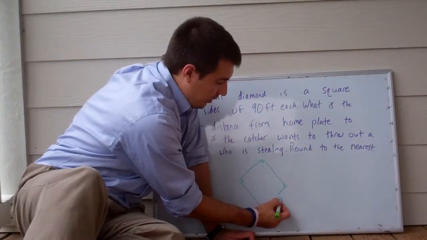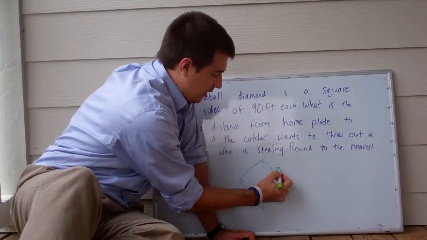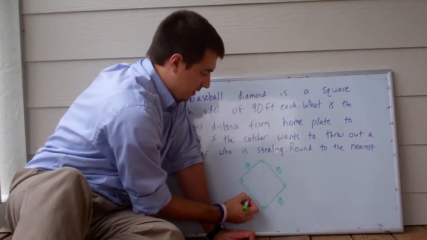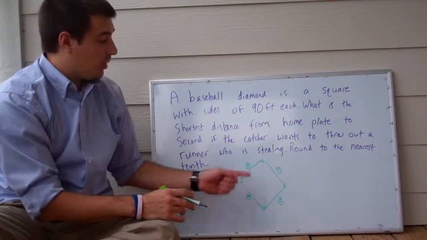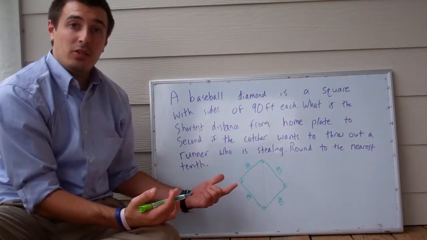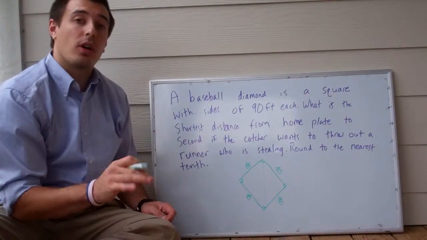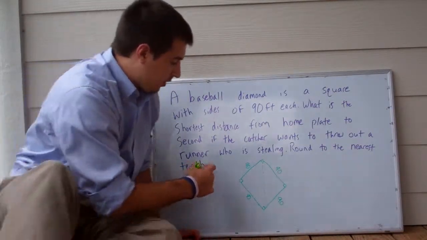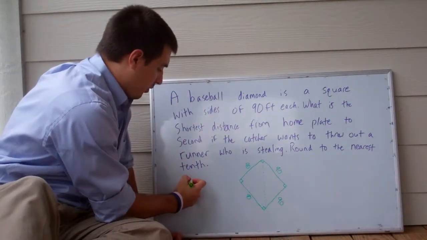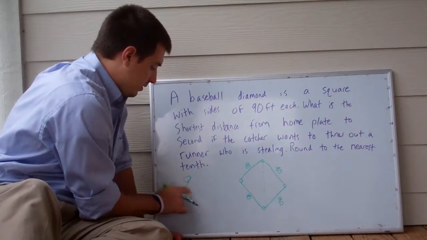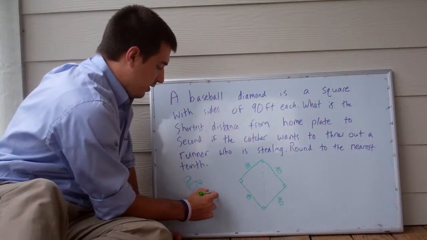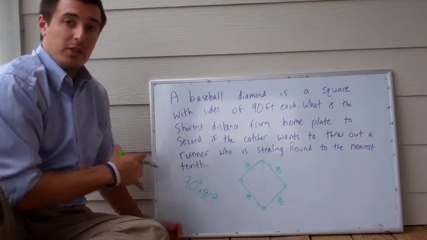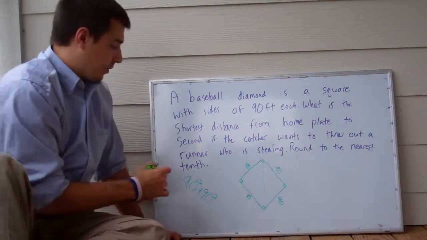So if we know that each side length is 90 feet, we can use that in the Pythagorean theorem to help us figure out what our diagonal would be, or our hypotenuse. So, let's write some math down real quick. So we have 90 squared plus 90 squared. Sorry, over here it's kind of hard to write correctly, so I'm kind of writing at an angle.